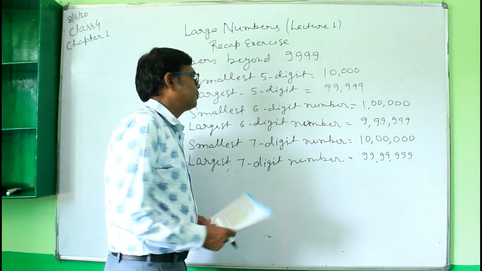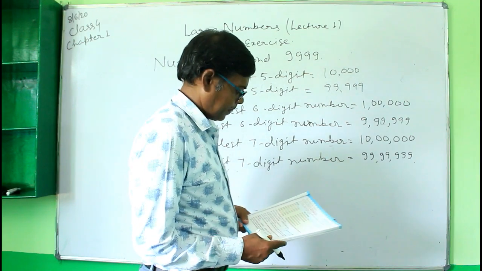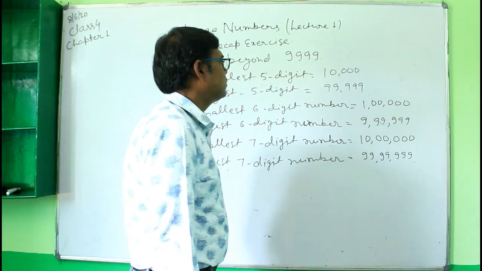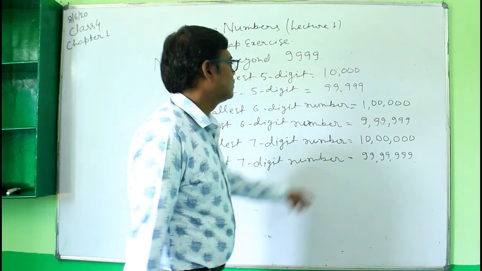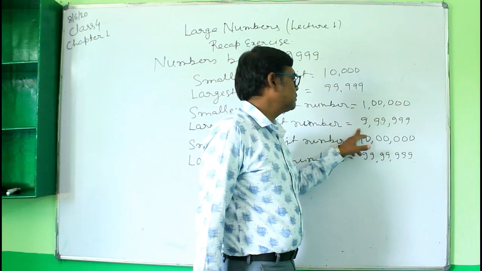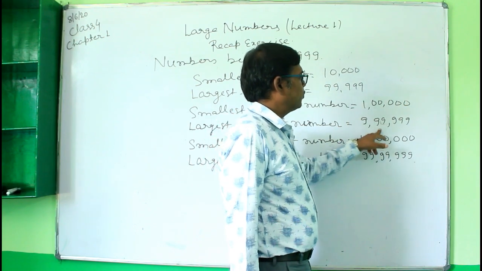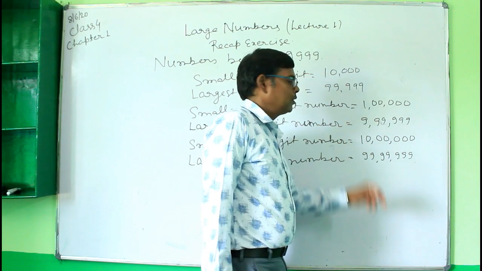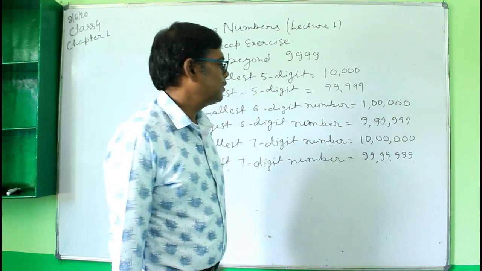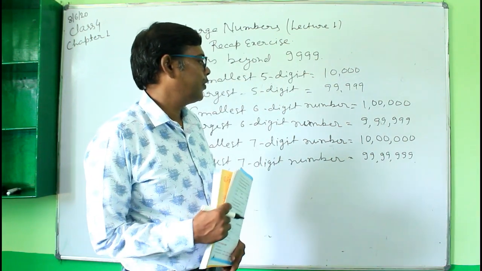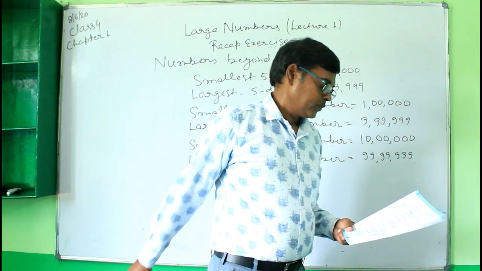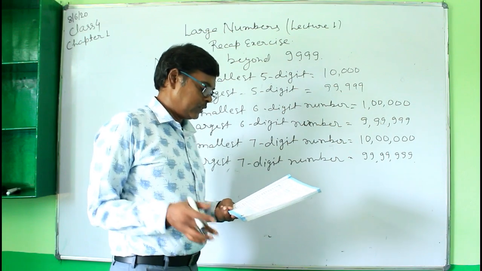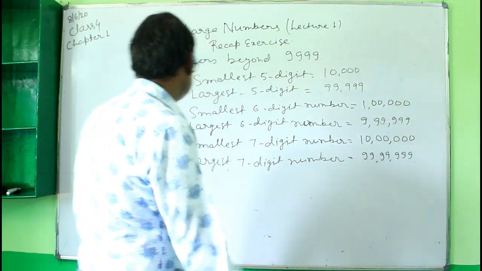So these are the properties in this, and this is read as 10,000. This is 99,999. This is 1 lakh. This is 9 lakh 99,999. This is 10 lakh, and this is 99 lakh 99,999. Okay. So now I will explain the place value chart in this.